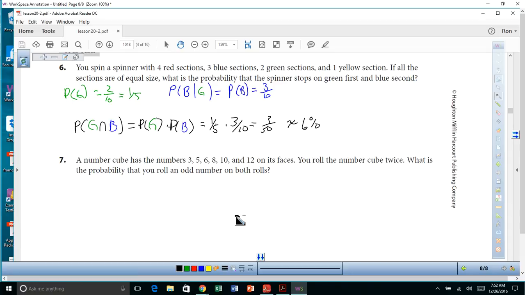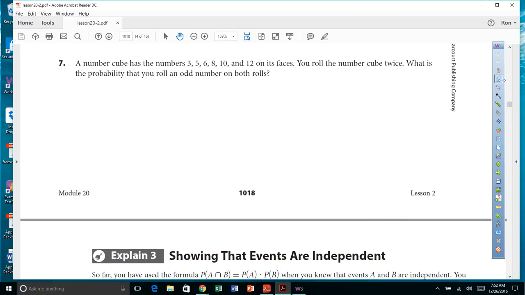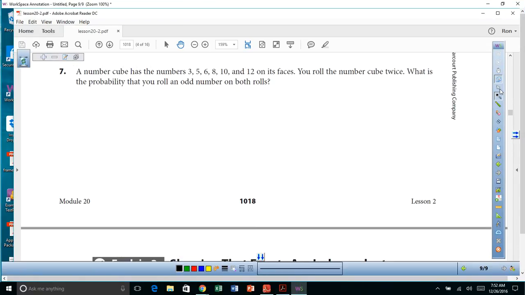All right. A number cube has numbers 3, 5, 6, 8, 10, and 12 on its faces. You roll the number cube twice. What is the probability that you roll an odd number on both rolls?